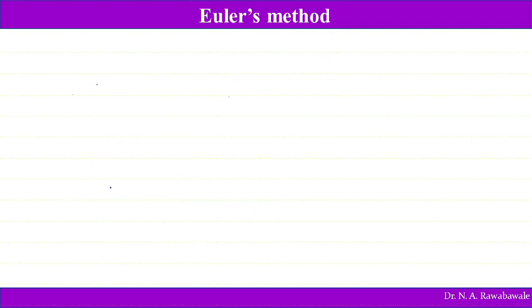Now let us consider a numerical. What it says: illustrate Euler's method.